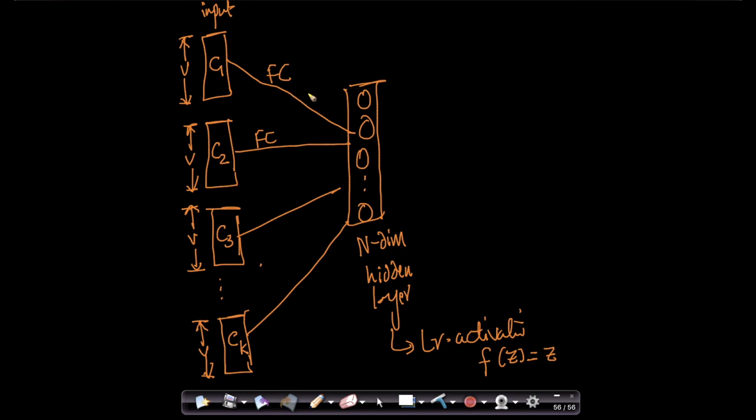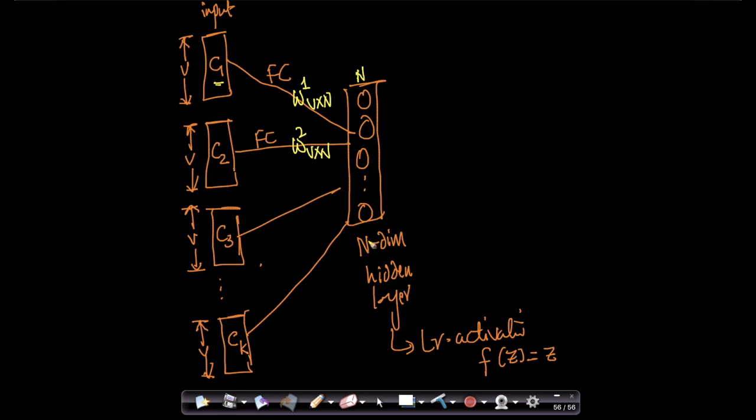If you think about it, how many weights are here? There are V values here and there are N values here. So a total of V cross N. So there are V cross N weights. Let's call these weights W superscript 1, V cross N. So W1 is all the weights that go from my first context word to my hidden layer. So this is W2, this is again V cross N.